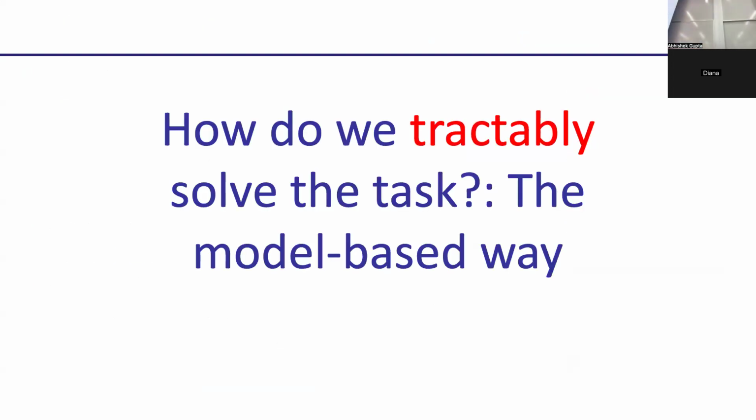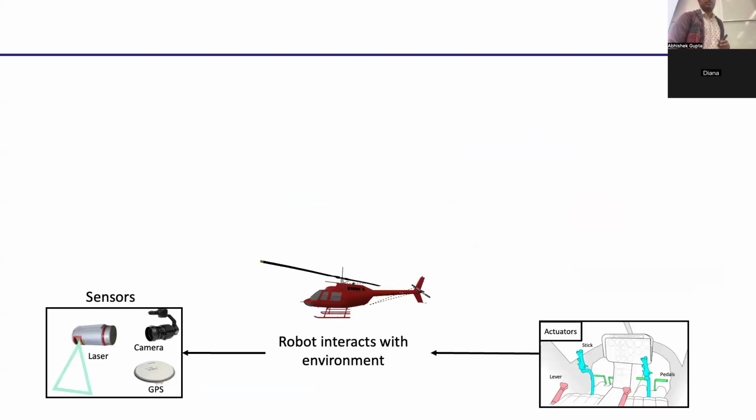Okay, so we're going to try and cover two different ways to do this, right? The first is going to be the model-based way. So let's start with a blank slate. We have the problem statement. The problem statement has input sensors. Output is we have to control the pedals, the stick, and the lever of the helicopter. And our autonomous system has only the sensors as input, and all it has to output is the actuators. So a question for y'all is how do we build an autonomous helicopter?